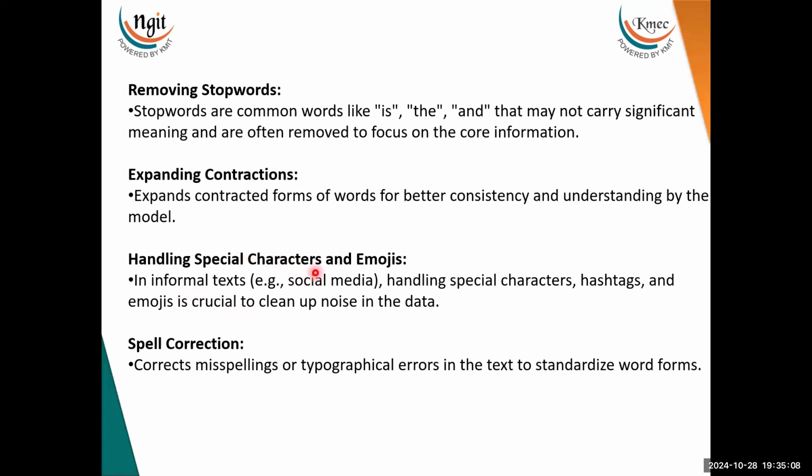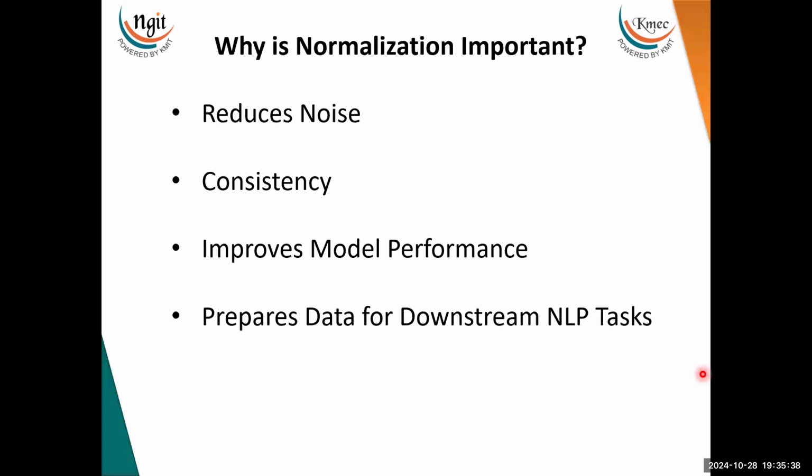Then handling special characters and emojis. In the recent era, we have seen extensive use of emojis and special characters, where we are getting a lot of these things in our data as well. So in informal text, for example social media, handling special characters, hashtags, and emojis is crucial to clean up noise in the data. Then is spell correction. It corrects misspellings or typographical errors in the text to standardize word forms.